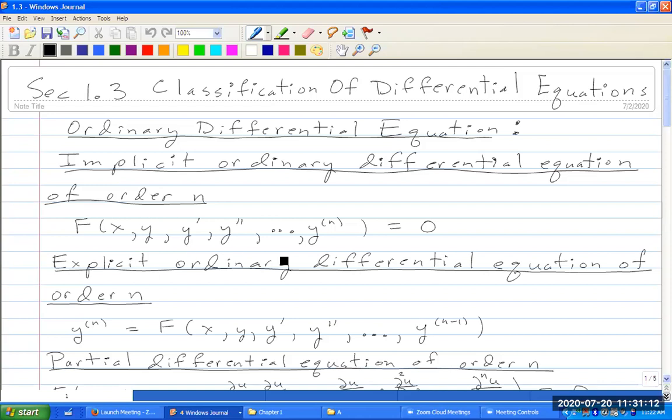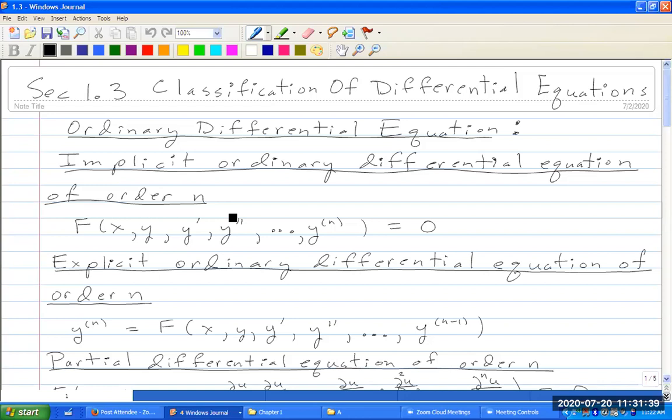So an explicit ordinary differential equation of order n has the form: the nth derivative of y is equal to f of x, y, y prime, all the way up to the n minus first derivative of y. Those are ordinary differential equations.